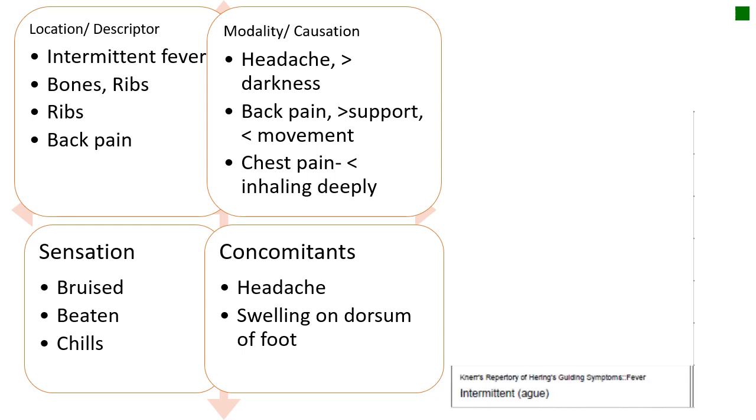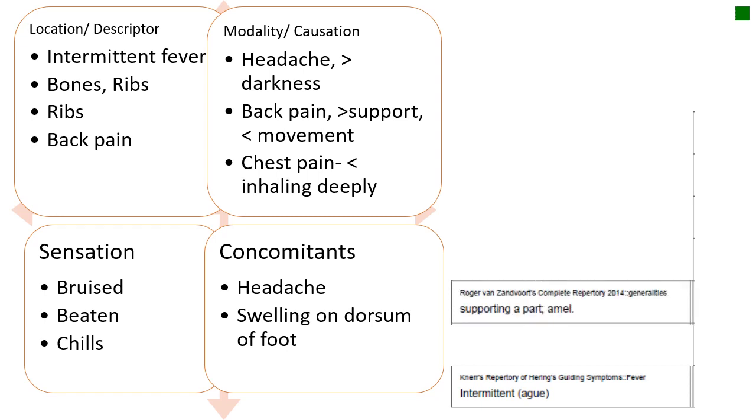So we'll just construct the rubrics. There is one which is intermittent ague, which is intermittent fever. That's a 19th century term and taken from the Kner's repertory of Herring's guiding symptoms. Then we take the second one, which is supporting a part ameliorates, the back in particular. The pain has been very graphically described as being a pain of as if the person has been beaten. So I have taken the rubric pain, blow as after.